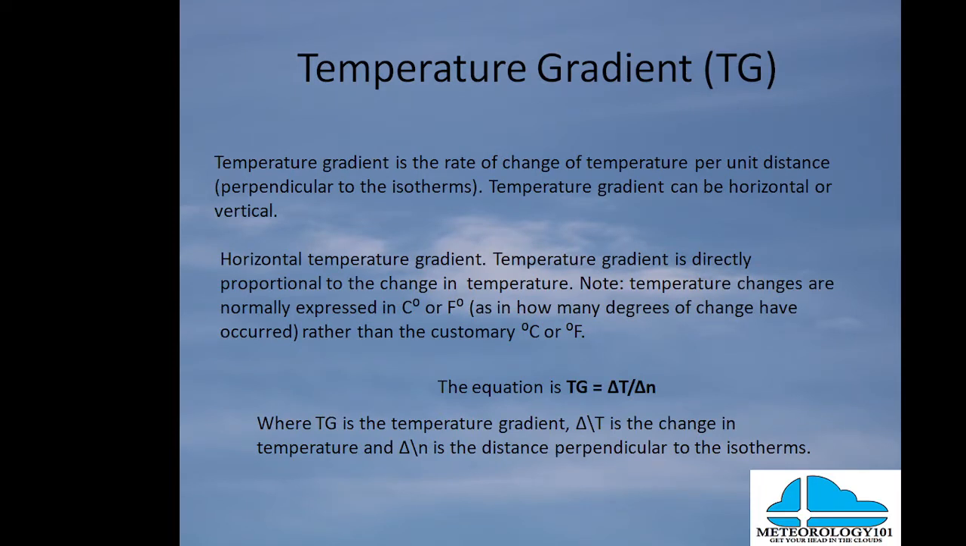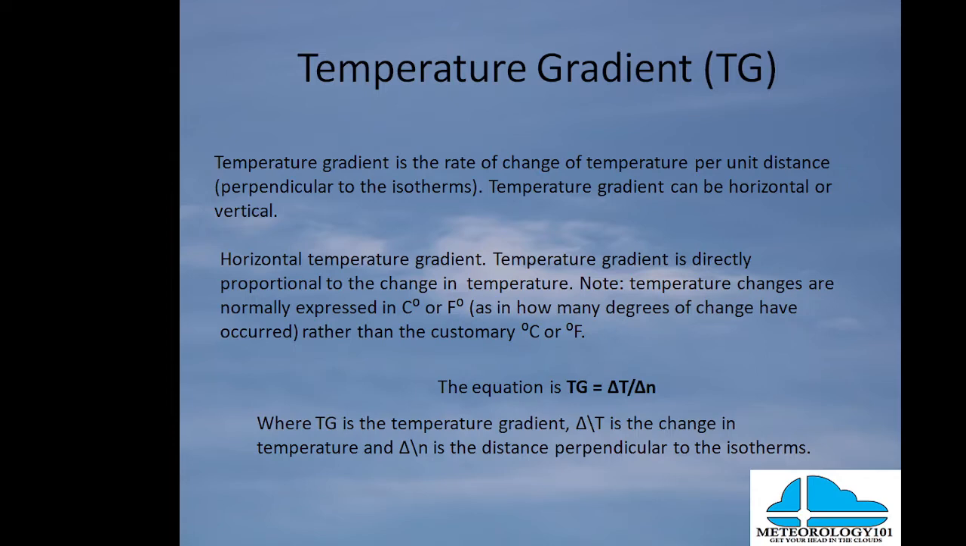All right, so temperature gradient. Temperature gradient is the rate of change of temperature per distance. So based on the isotherms, you measure perpendicular to the isotherms. Just see what your temperature gradient is, how tight that temperature gradient is, based on how far the lines of equal temperature are apart from each other, just measuring perpendicular.